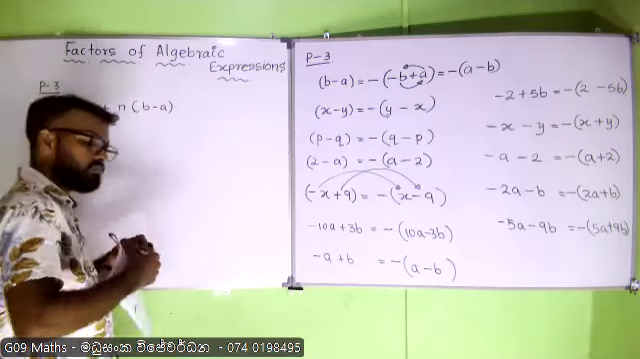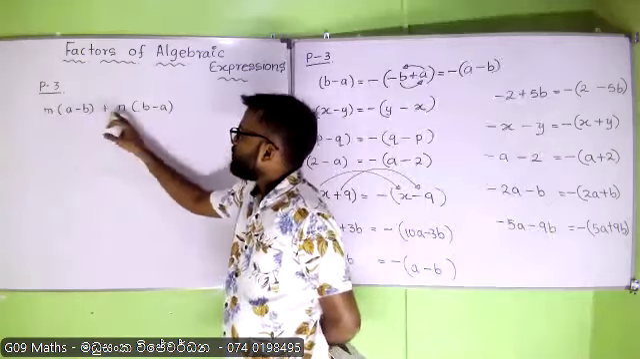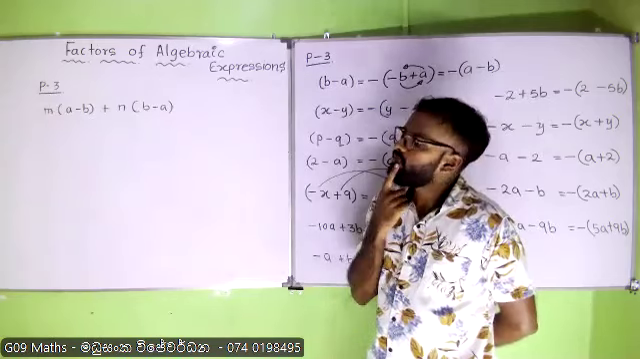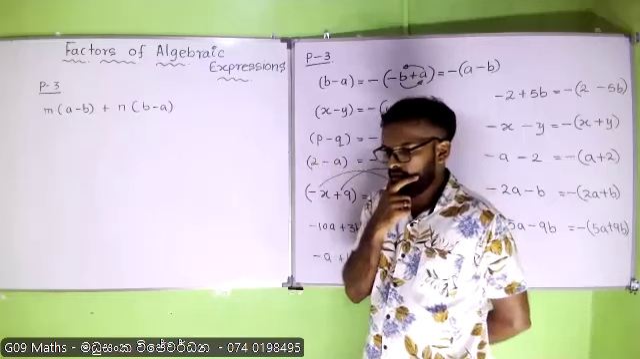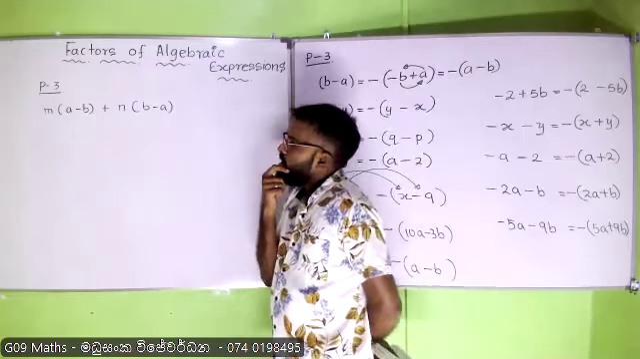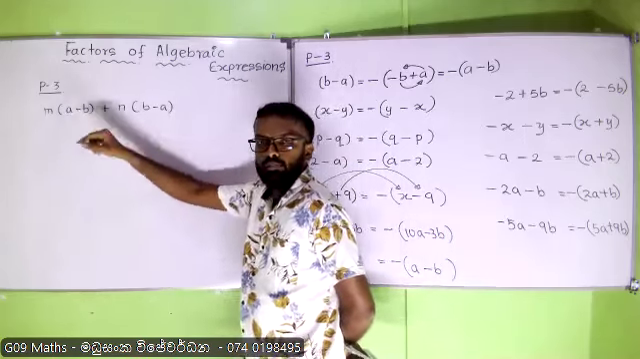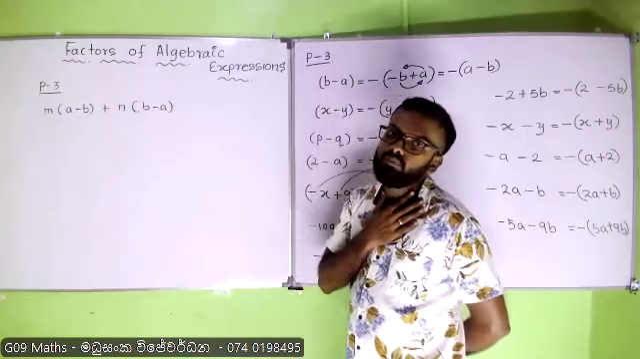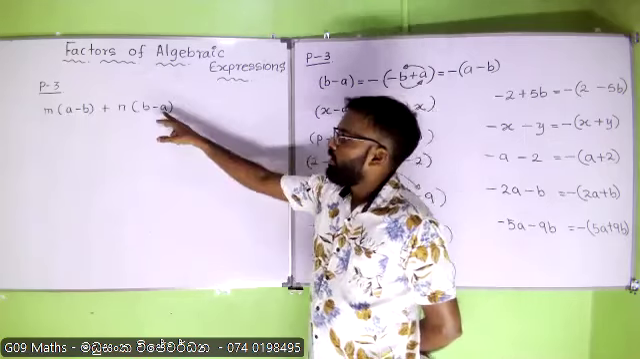What is this? Can anyone tell me, a minus b and b minus a, are they the same or different? They are different, right? What can we do? Here I have a minus b. Can I make a minus b here?